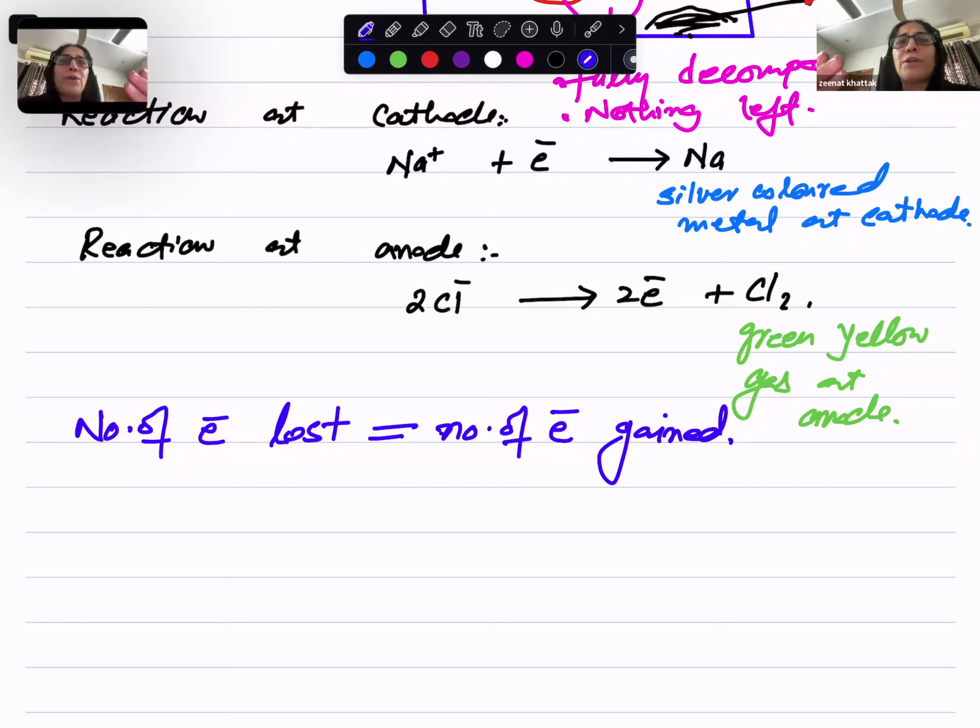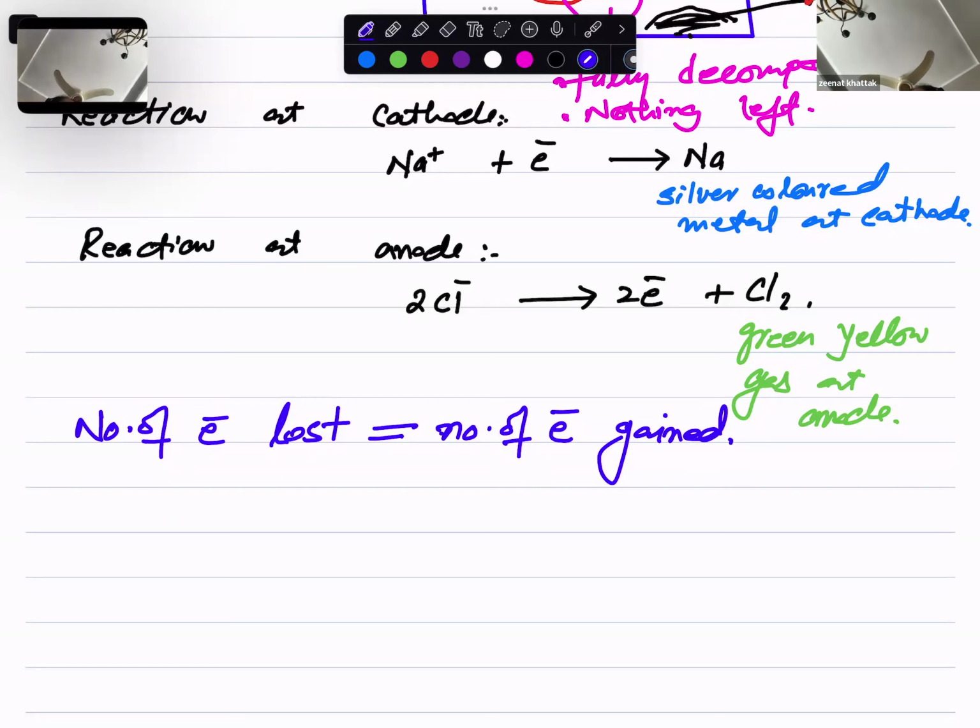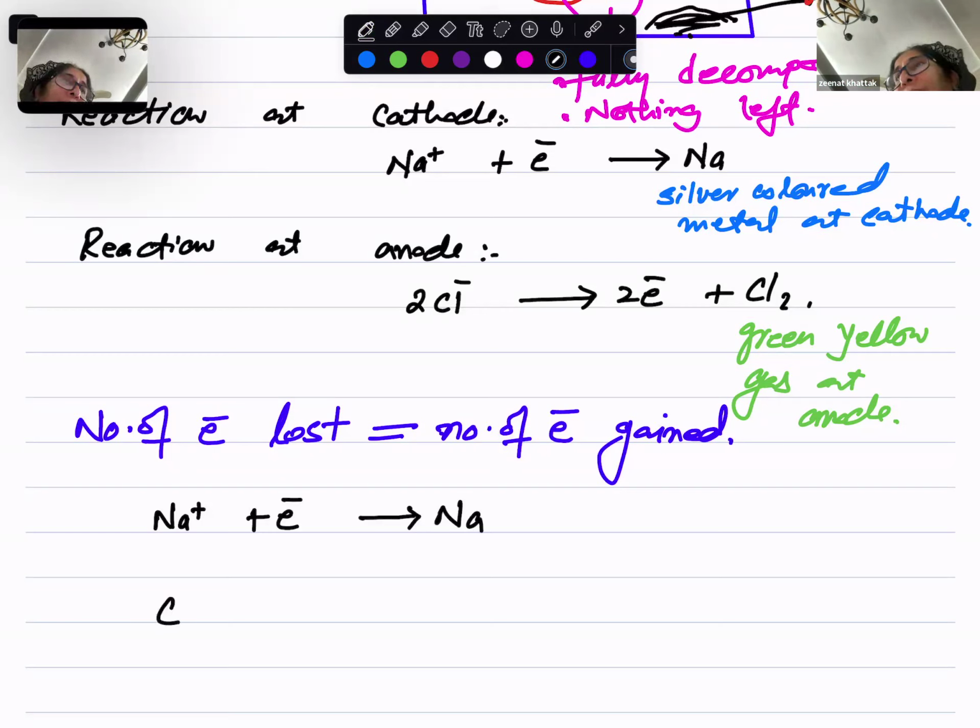Now the overall equation, in which the number of electrons lost must be equal to electrons gained, is asked only a few times. But yes, we can't say that this is not in the course. It is in the course, but not tested too much. So the number of electrons lost must be equal to the number of electrons gained. So if we look at the equation, Na+ gains an electron and becomes Na. And the other is 2Cl- lose 2 electrons plus Cl2.